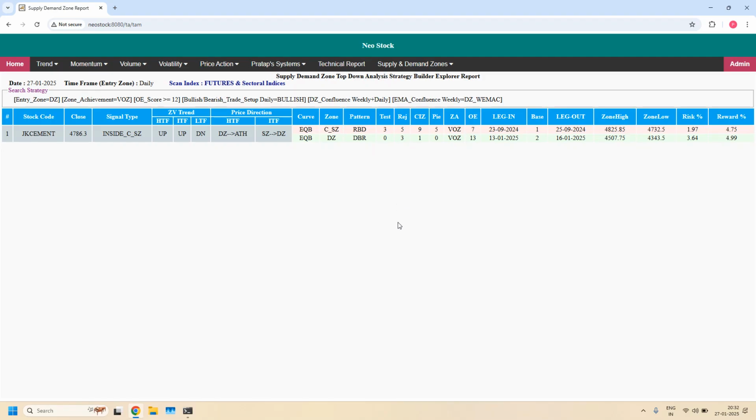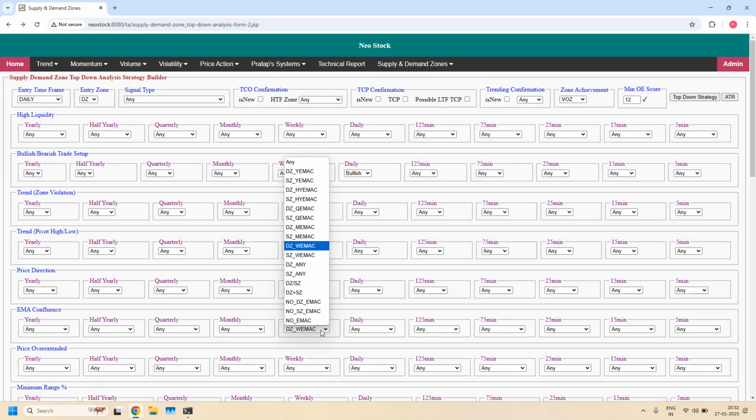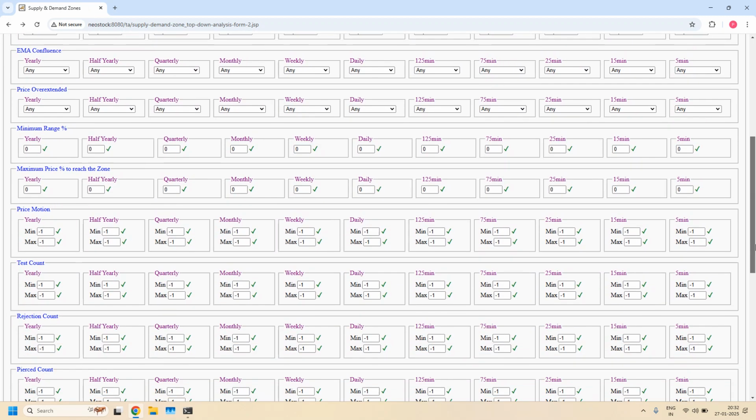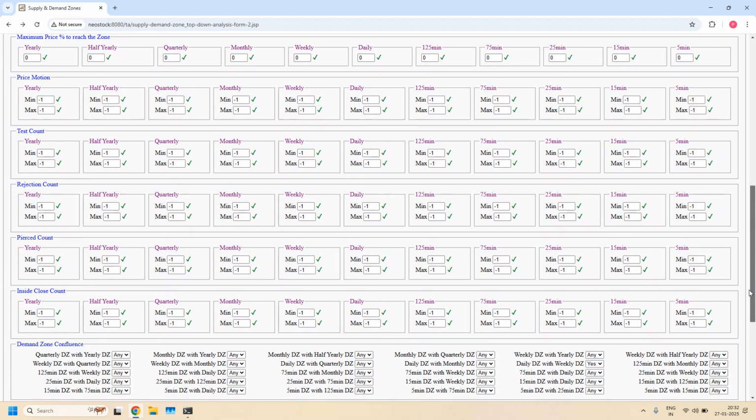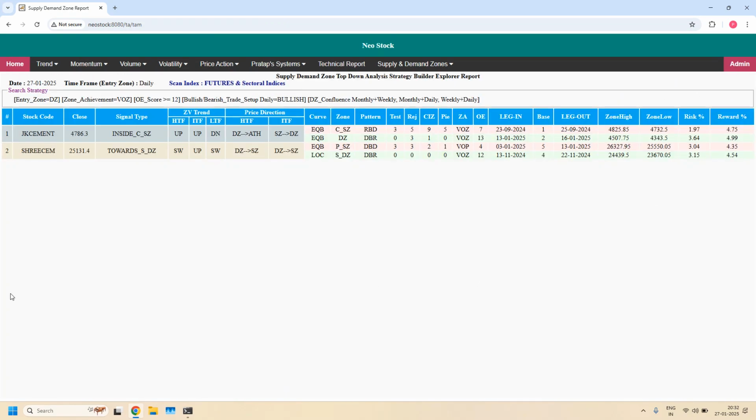Okay, next let us filter based on LTF, ITF, HTF demand zone confluence. Removing EMA filter. In the demand zone confluence, 3 filters we have to set. This is the first filter already set. Second filter, daily zone confluence with monthly zone. Third filter, weekly zone confluence with monthly demand zone. With all the 3 filters, we got 2 stocks.